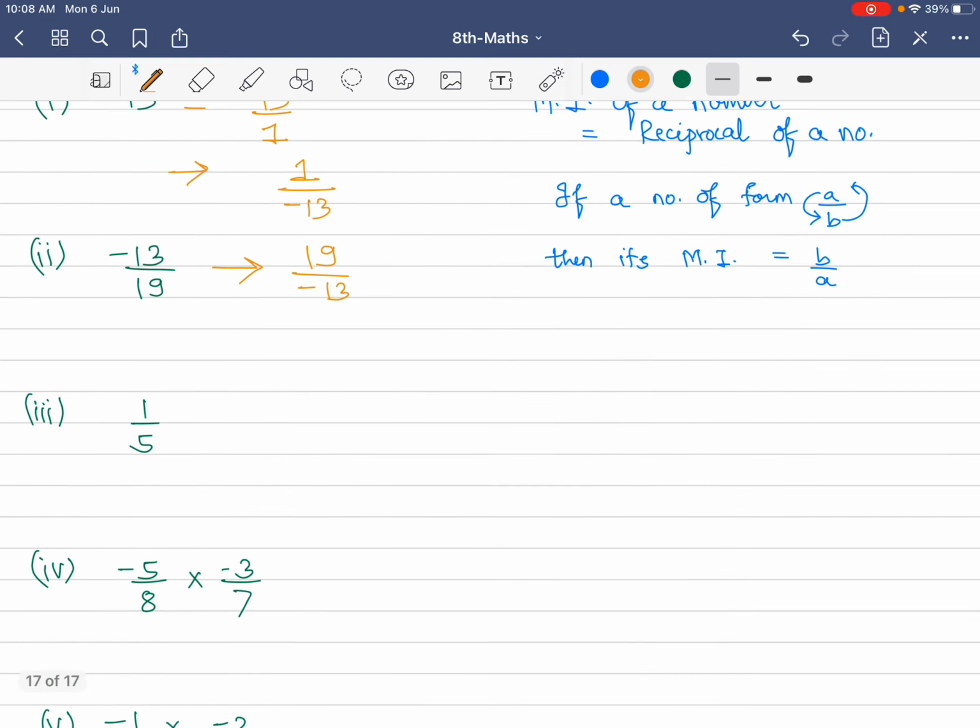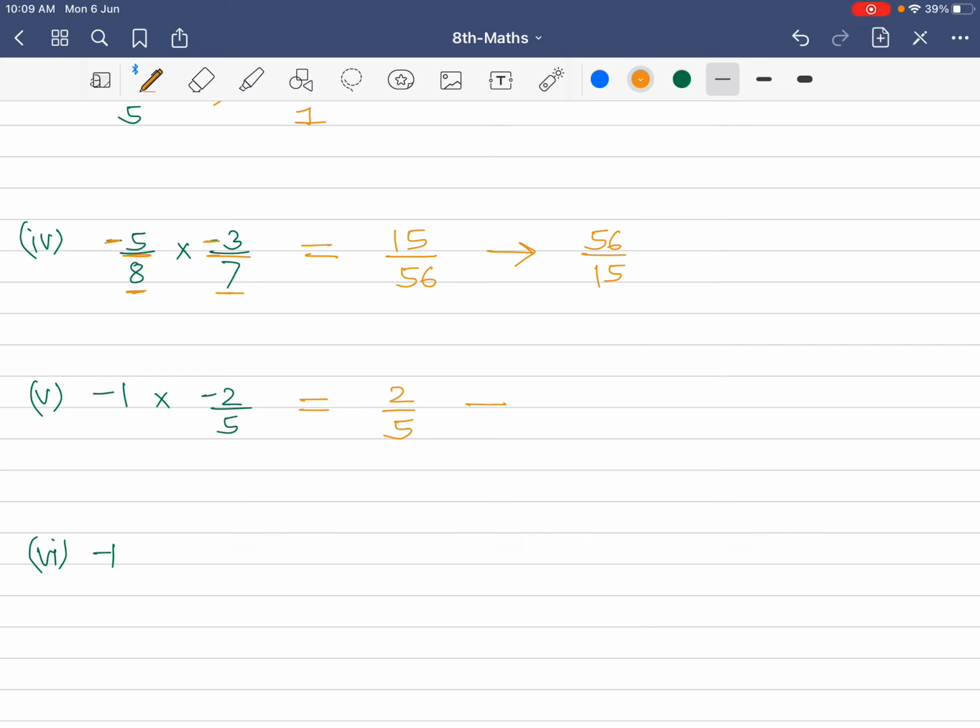Now going ahead, we again have the same thing, minus 1 into minus 2 by 5. So first let's reduce it to the form a by b. This is nothing but 2 upon 5. Simple. And then its multiplicative inverse is going to be 5 upon 2. Now last we have just minus 1. Again, minus 1 is not in the form of a by b, so let's make it in the form a by b. So minus 1 divided by 1 is minus 1. Now once we have it in the form of a by b, its multiplicative inverse is going to be 1 upon minus 1, which is in fact equal to minus 1 itself. So the multiplicative inverse of minus 1 is minus 1.